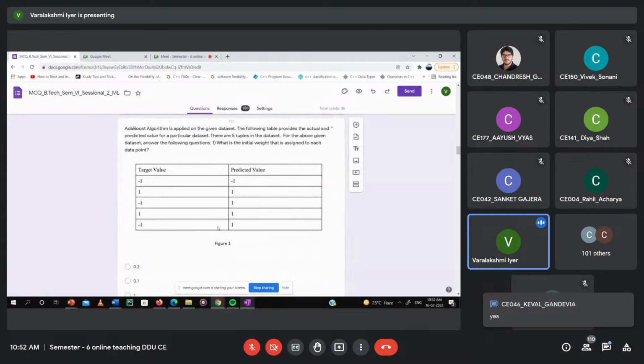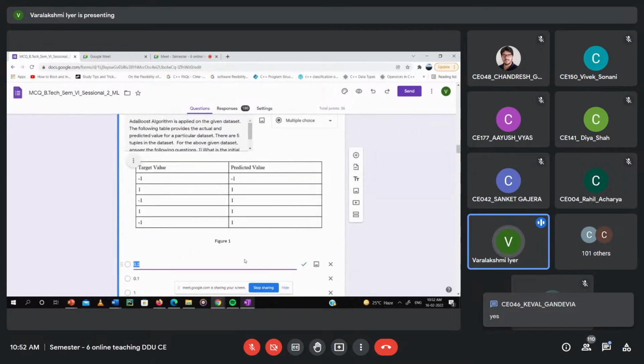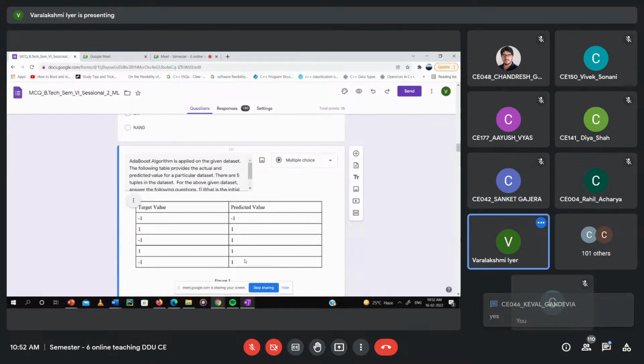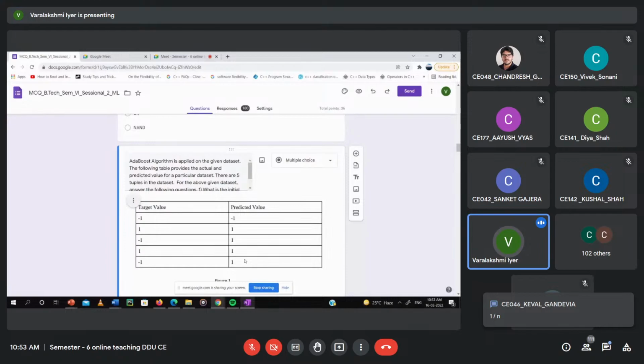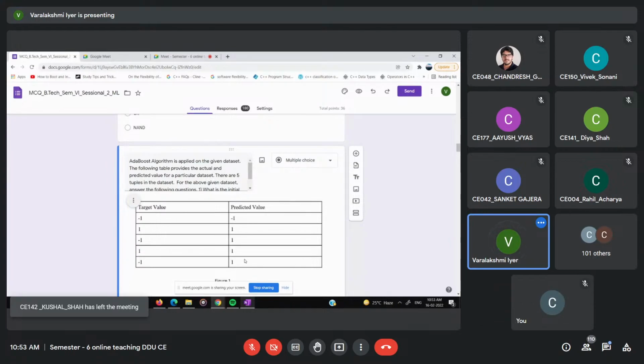Okay. So the next one. What is the output in this one? If you recall in the AdaBoost algorithm, the initial weights assigned to all the samples, this is the boosting algorithm that we had. If you recall, 1 by n was the initial weight assigned to all the training samples that we had.